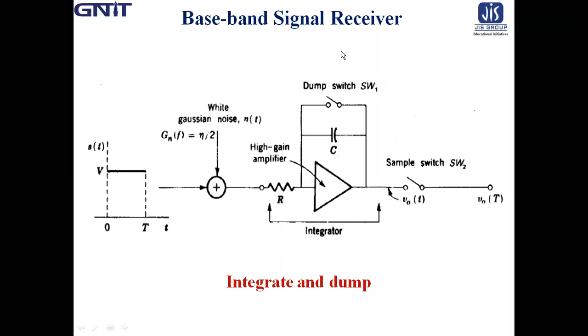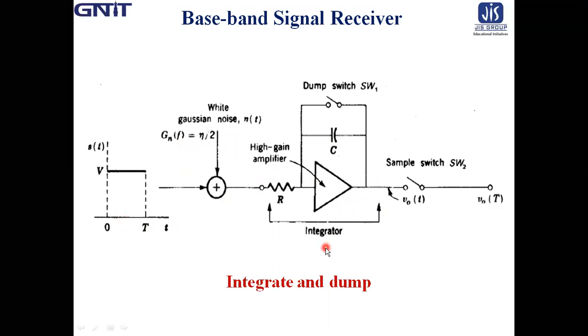Suppose this is a baseband signal receiver. Here the input signal s(t) with added white Gaussian noise n(t), of power spectral density G_n(f) equal to eta by 2, is presented to an integrator circuit. This is called an integrator circuit using op-amp.